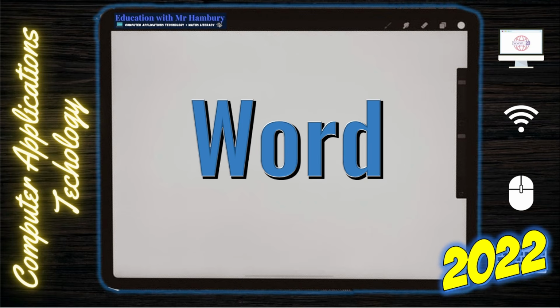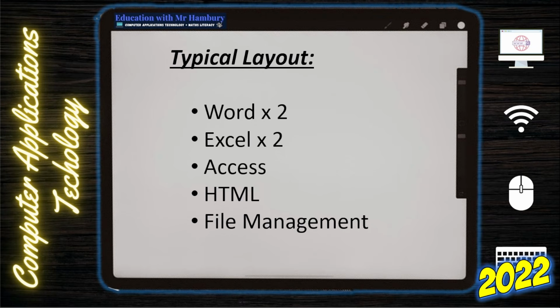Now, when I say that this counts for 2 questions, you're probably looking at a total for those 2 of around 50 marks. Usually Excel will be the same, Access will be around about 40, HTML comes in at about 20-25 marks, and then the balance of about 15-20 marks comes from file management.